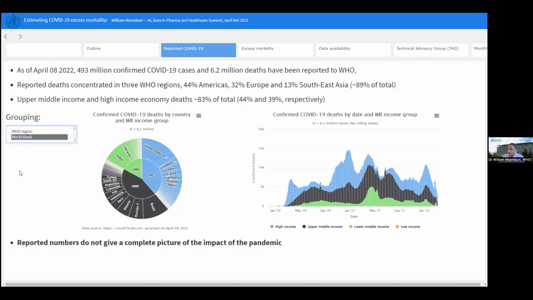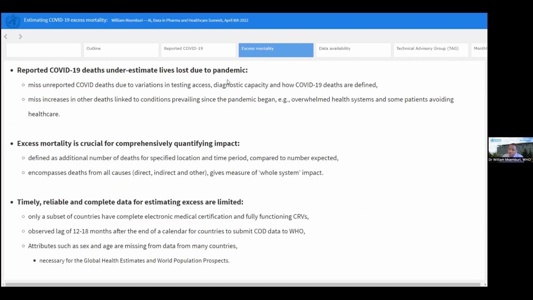The challenge is that these reported COVID-19 numbers do not give a complete picture of the impact of the pandemic. So there's a number of reasons why we cannot rely just on the reported COVID-19 numbers. So these reported numbers miss the unreported COVID deaths. So across countries, there have been variations in access to testing, variations in diagnostic capacity, and even variations in how COVID-19 deaths are being defined.